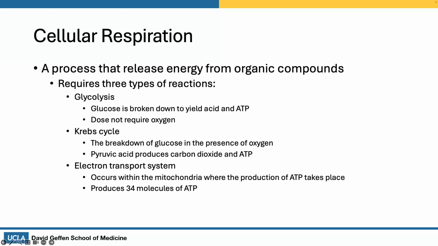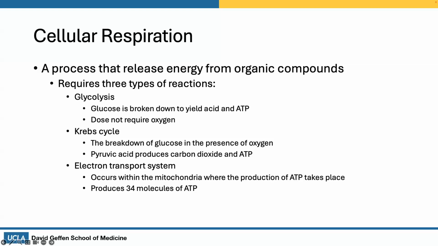So the first step is glycolysis, which takes place in the cytoplasm outside the mitochondria. Glucose is broken down into three-carbon molecules of pyruvic acid. This process does not require oxygen, so it's considered anaerobic, and it uses a small amount of ATP. And this step is like the cell's emergency generator. It works fast even without oxygen.